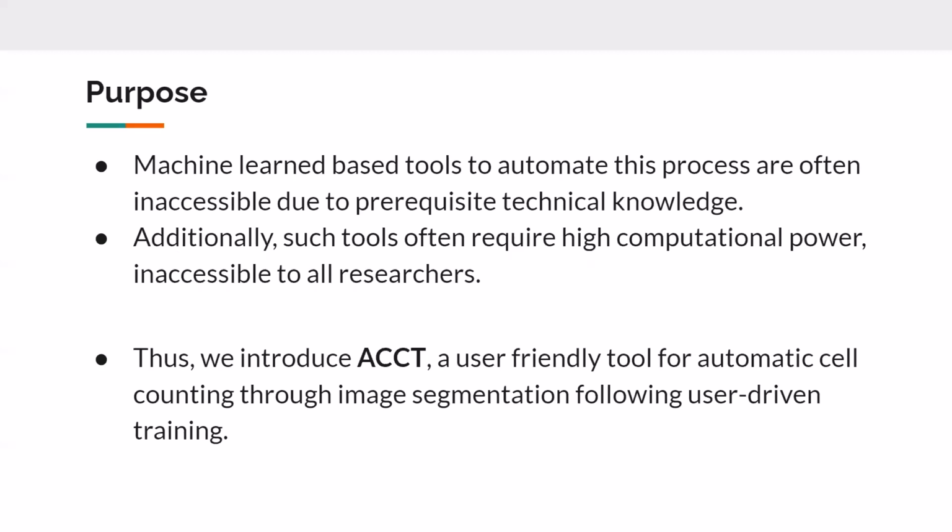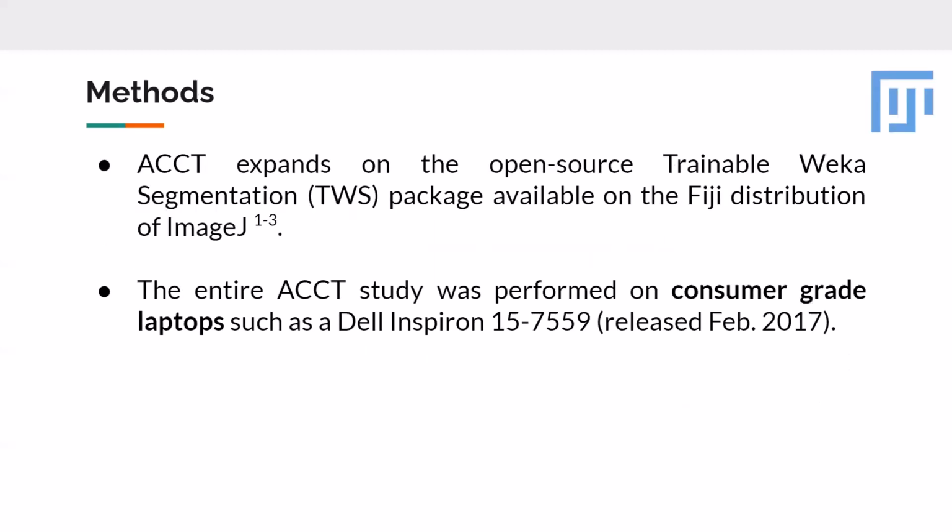Additionally, such tools require high computational power. Not everyone has access to large computer clusters, which are large networks of computers that allow you to have high computational power. Thus, we introduce ACCT, a user-friendly tool for automatic cell counting through image segmentation following user-driven training.